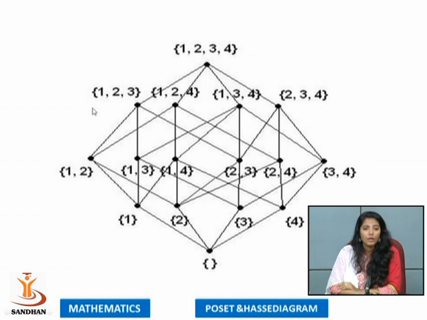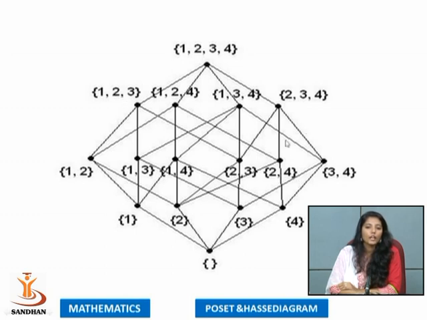For the next stage, we have {1,2} contained in {1,2,3} and {1,2,4}, so we join by {1,2,3} and {1,2,4}. Now {1,3} is contained in {1,2,3} and {1,3,4}, so we join {1,3} to {1,2,3} and {1,3,4}. {1,4} is contained in {1,2,4} and {1,3,4}. We can join by these lines. Now {2,3} is contained in {2,3,4} and {1,2,3}, so we join by these two lines.